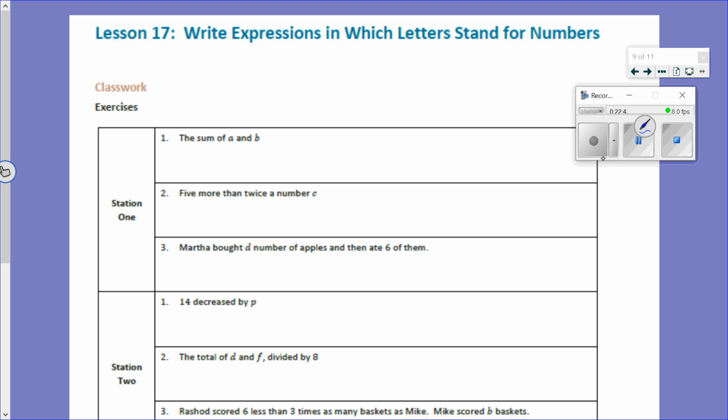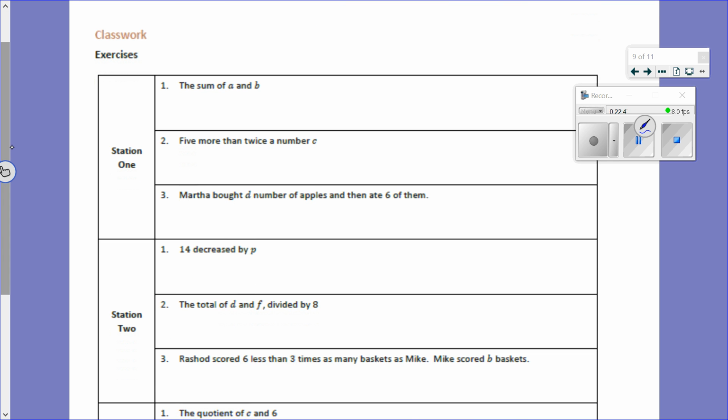So let's take a look at it. Starting on station 1. The sum of A and B. Sum tells me what? Add. A plus B. Pretty easy. 5 more than twice a number C. So we got a couple big pieces in there. More than tells me 2 things. Add and flip. Everybody got that, right? Twice means what?